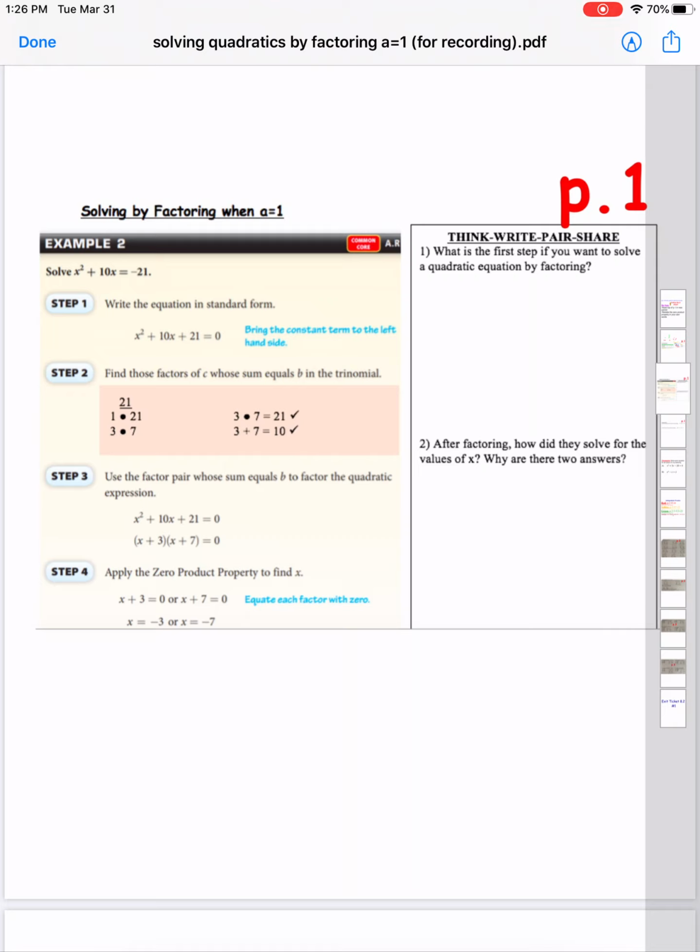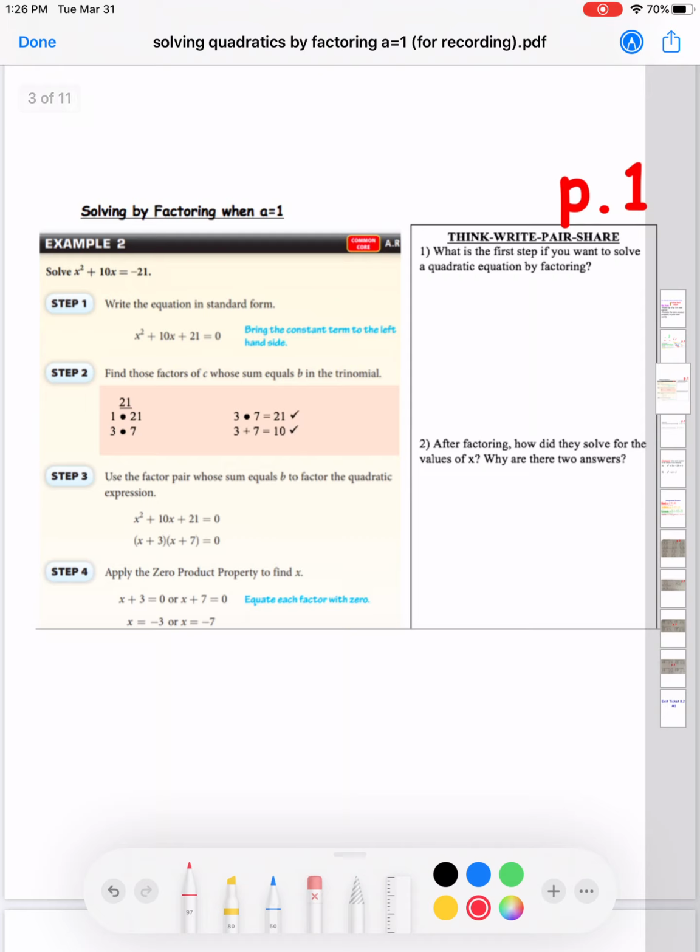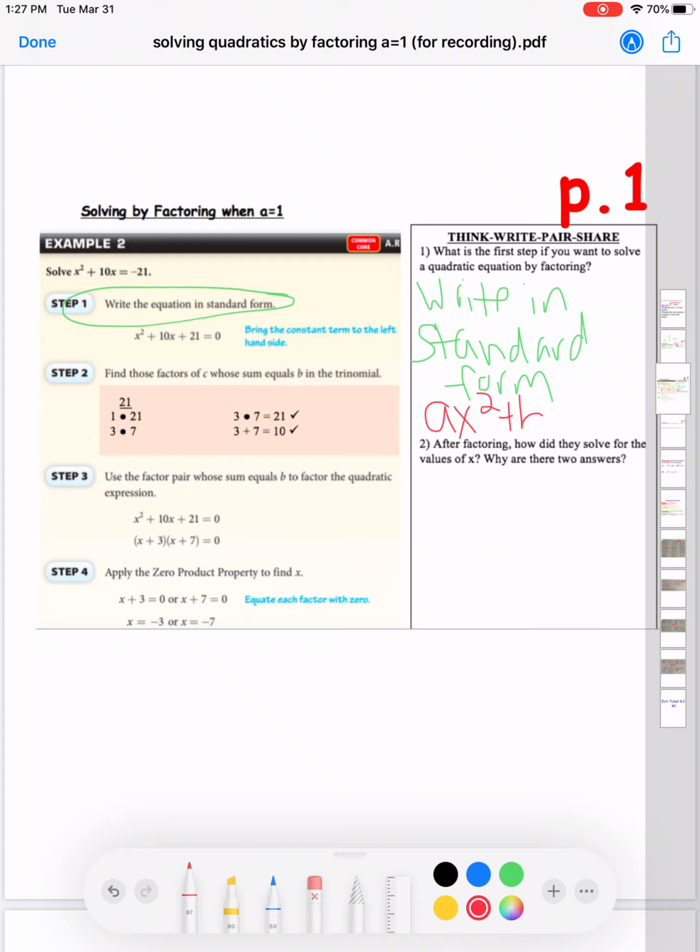Okay, so looking at the video here, it says, what is the first step if you want to solve a quadratic equation by factoring? And you'll notice that the first step it said right here is to write it in standard form. So for number 1, we're going to say write in standard form. Just to be clear, we mentioned this a little bit last week, standard form looks like this. It's ax squared plus bx plus c, but now we want this to be equal to 0.